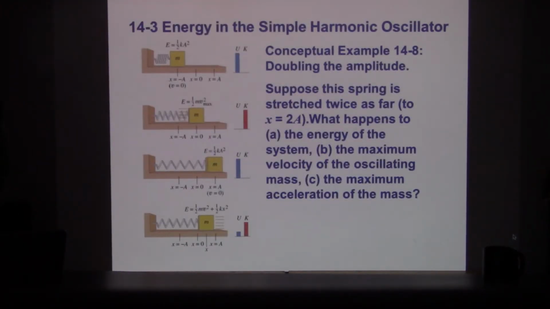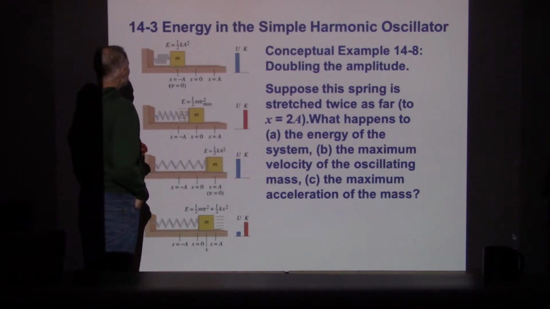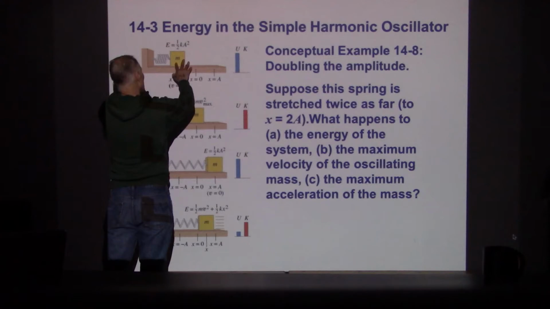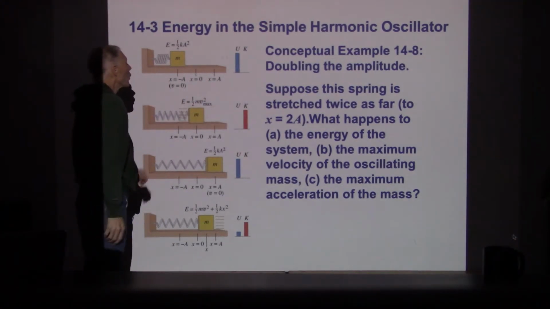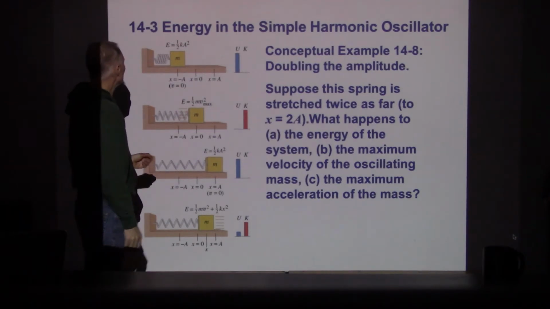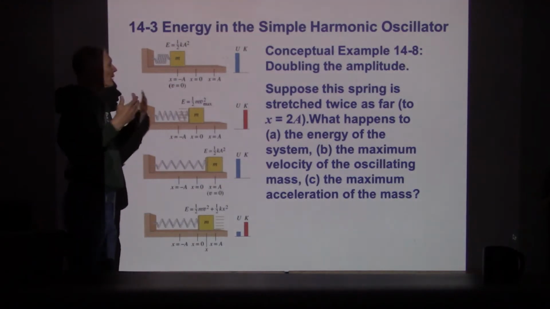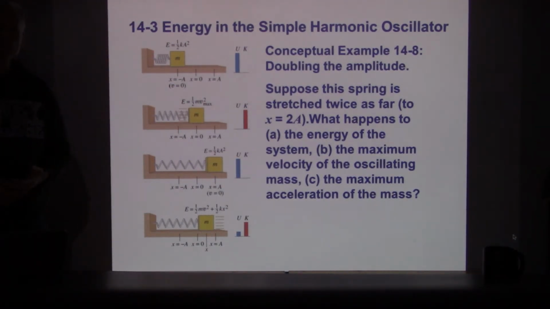All right, moving on with the energy calculation here. So this is a conceptual example. It says, let's say that we've got something oscillating back and forth. It's got a certain mass, a certain K value, and a certain amplitude. What would happen if we double the amplitude? How much more energy would that require for the oscillations to take place?